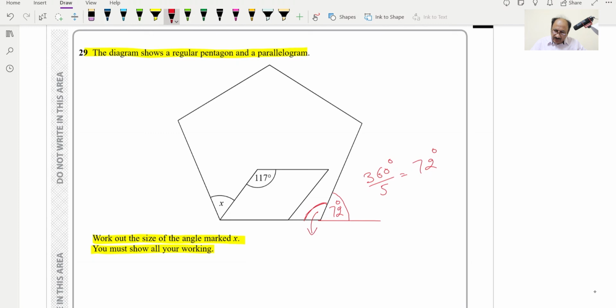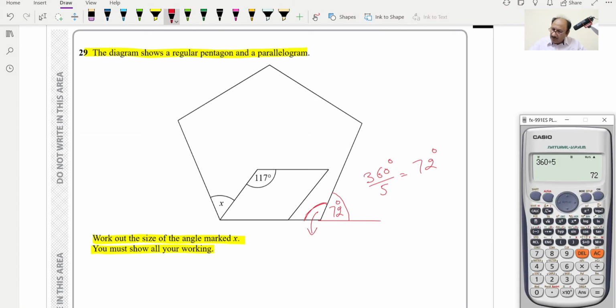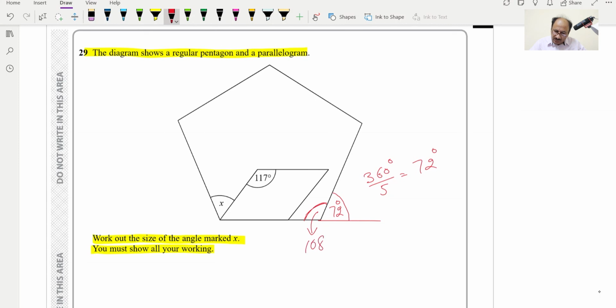This one will be the remaining angle, which we can write as 180 minus 72, which is equal to 108. So 108 degrees is the interior angle. We know that this complete angle is 108 because this is a regular pentagon. They have mentioned regular pentagon. Regular pentagon means all sides and angles are equal in the pentagon.